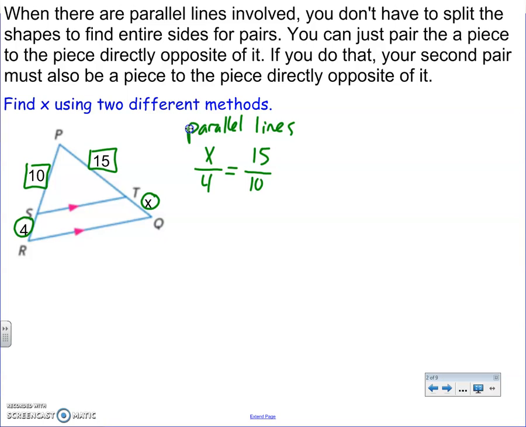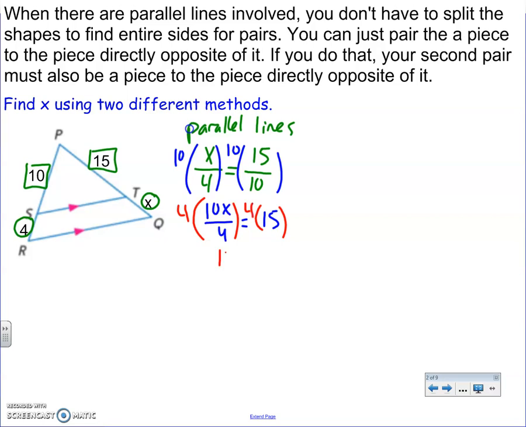Alright, I can solve this. Multiply both sides by, let's do 10 first. So that's 10x over 4 equals 15. Then I'm going to multiply by 4. And you could always reduce and make your number smaller, but you don't have to. That's 10x equals 60. Divide by 10, x equals 6. Done.